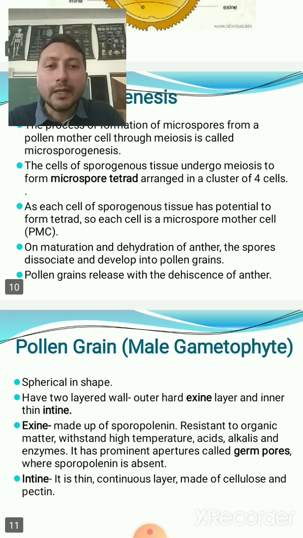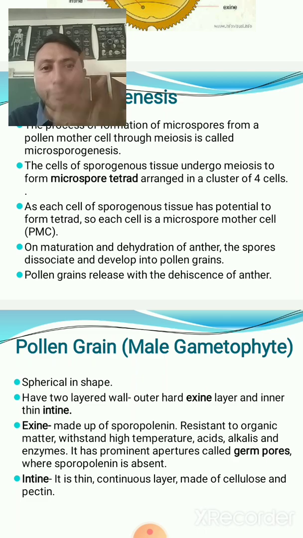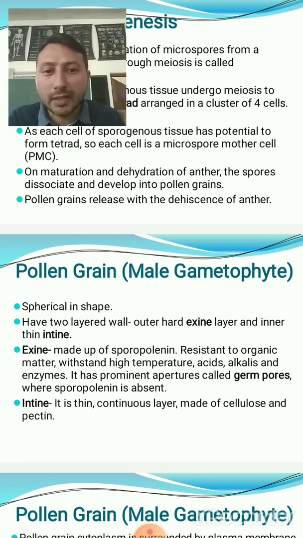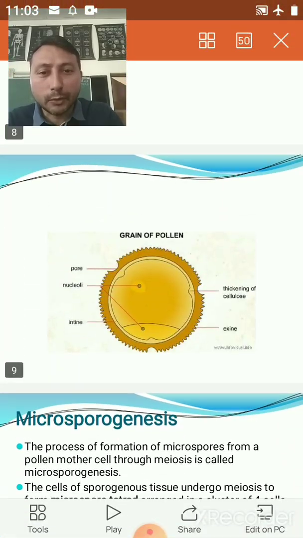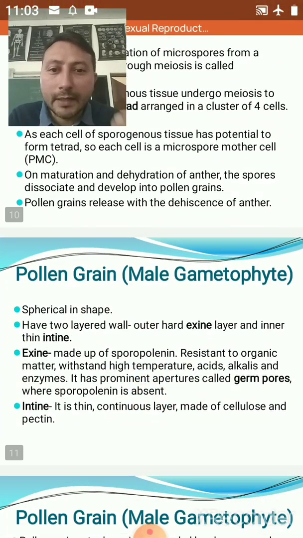Pollen grains are released with the dehiscence of the anther. It will rupture and release the pollen grains. The pollen grain is spherical in shape, as I have already mentioned. It has a hard exine, I have told you, and the inner layer is called intine.